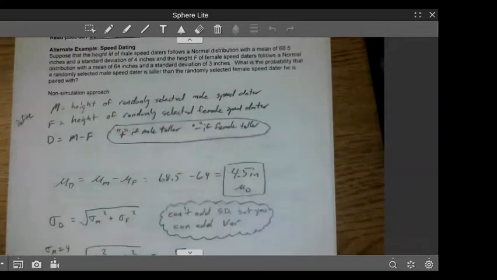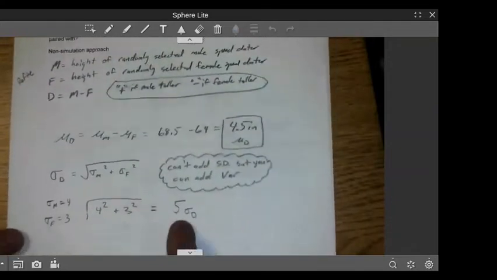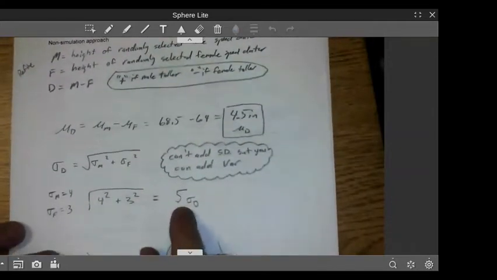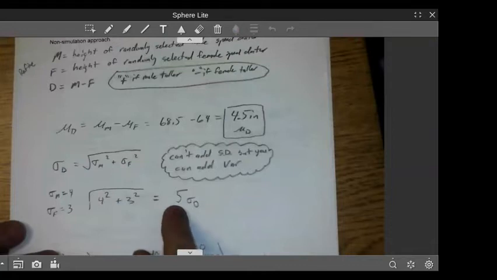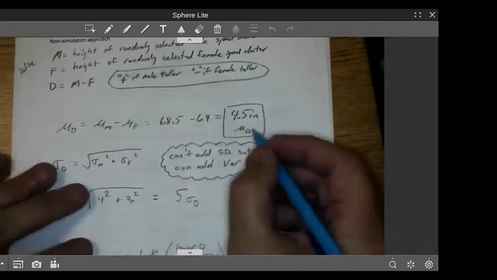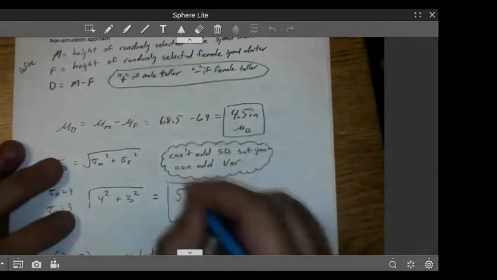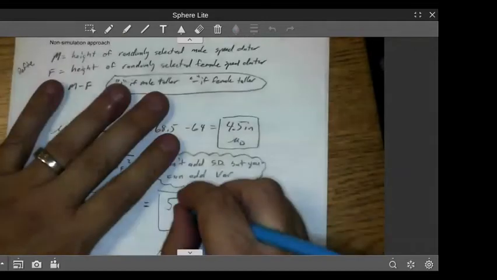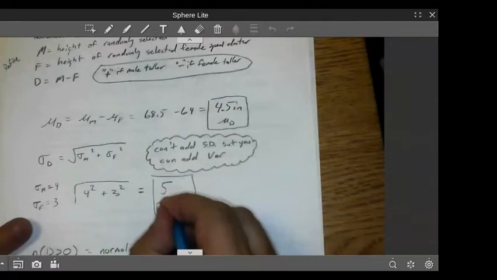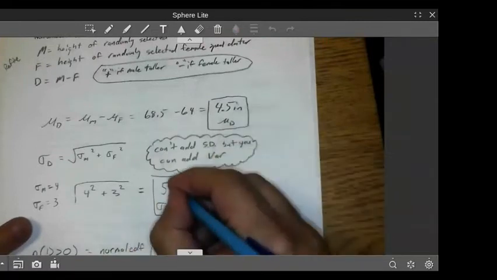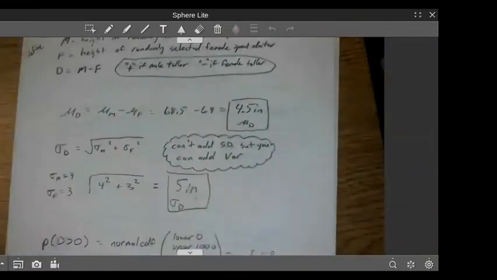All right, sorry, forgot something here. So the standard deviation of d would be equal to 5. So again, we add the variances and take the square root to get the standard deviation of the differences. Sigma d is equal to 5. I'm going to box that, and this is in inches. Let's go ahead and get that all in there as well.